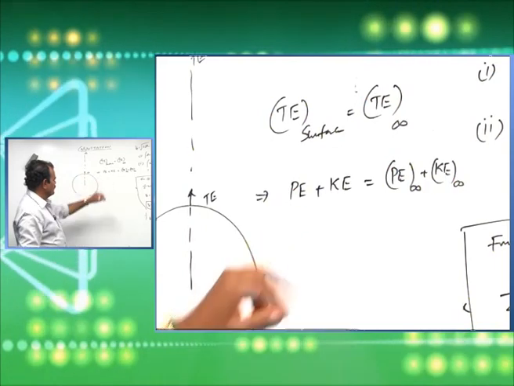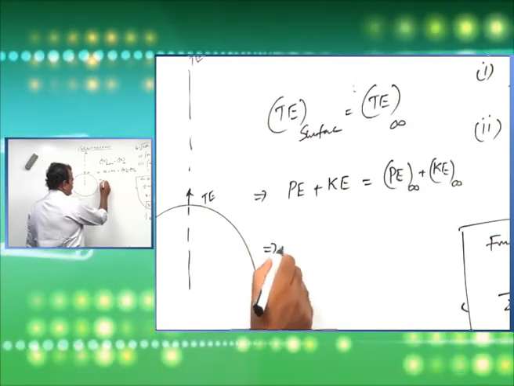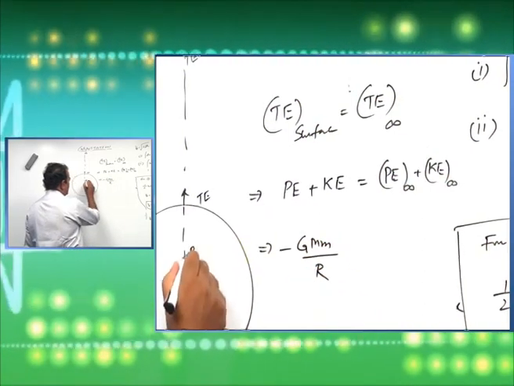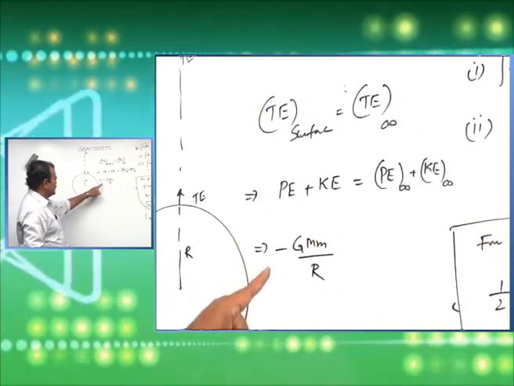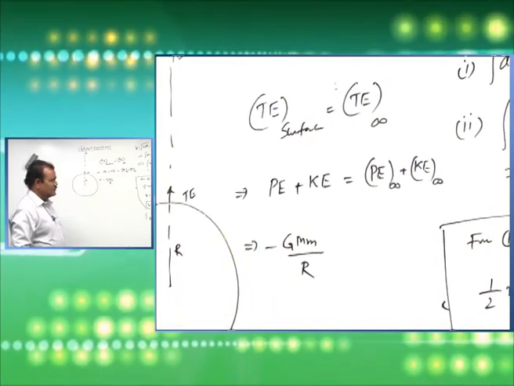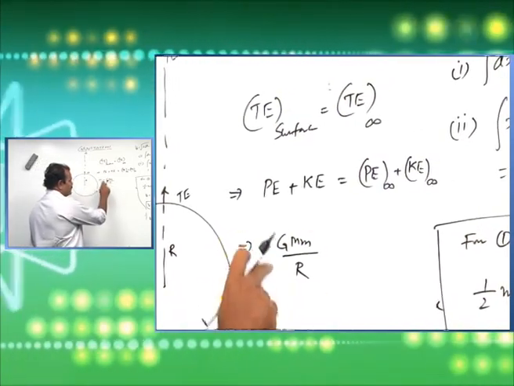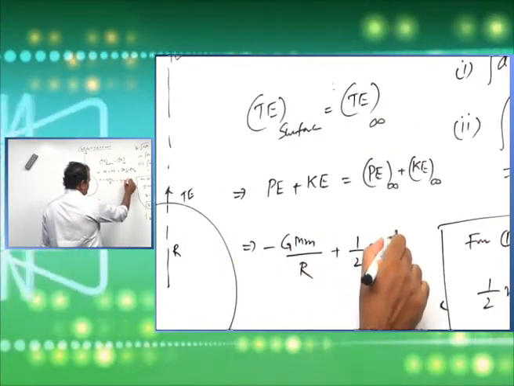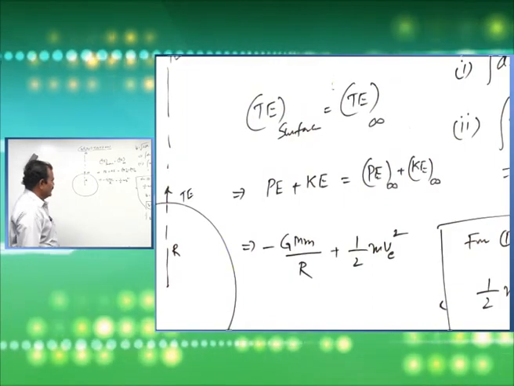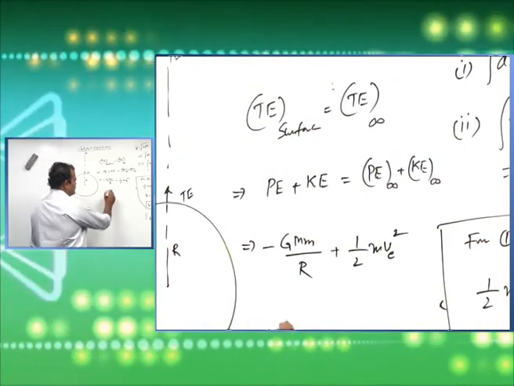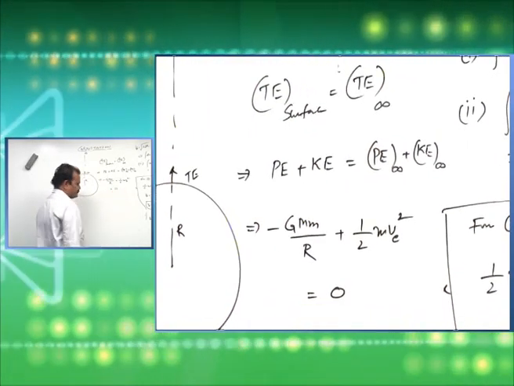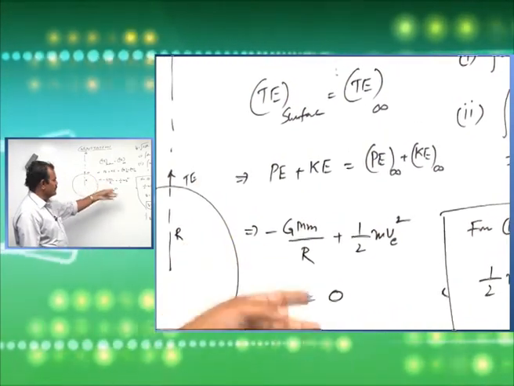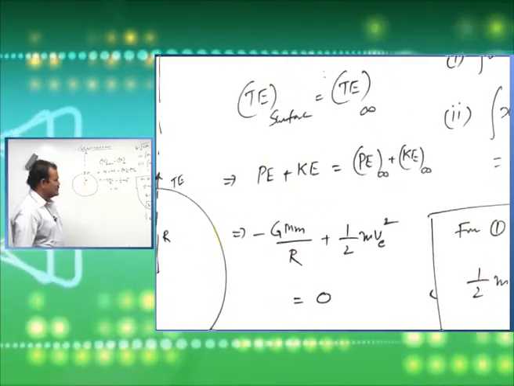So first of all, PE on the surface is minus capital G capital M small m by R, where R is to be taken. So that is the gravitational potential energy on the surface of the earth, and the kinetic energy is 1 by 2 m v e square. Potential energy at infinity is equal to 0, because the maximum value of gravitational potential is 0.